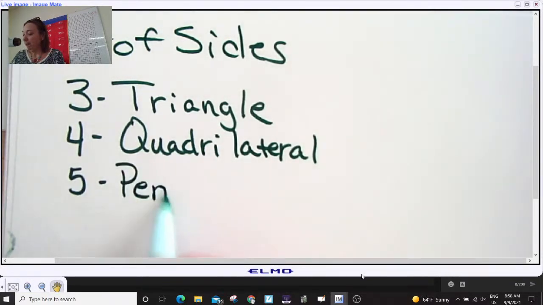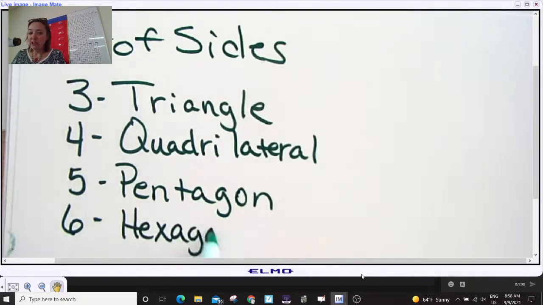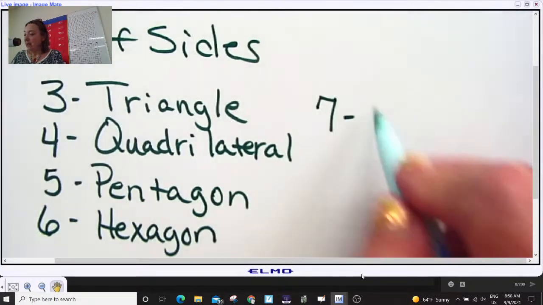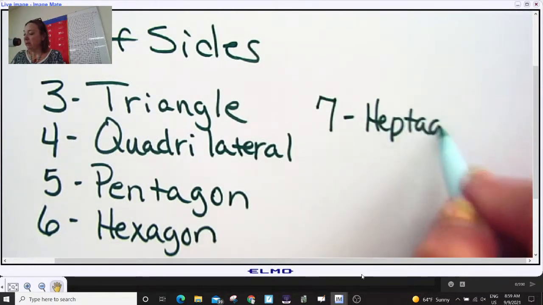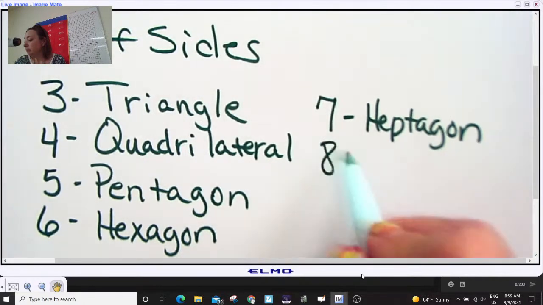Okay, what about 5 sides? Pentagon. What about 6 sides? Anybody know what 6 sides is? Hexagon. Now, the next one is one people miss. What about 7 sides? Heptagon. Did you say that, Taylor? Taylor got the credit. Whoop, whoop. Hepta and septa are prefixes that mean 7. Okay. 8. Octagon.